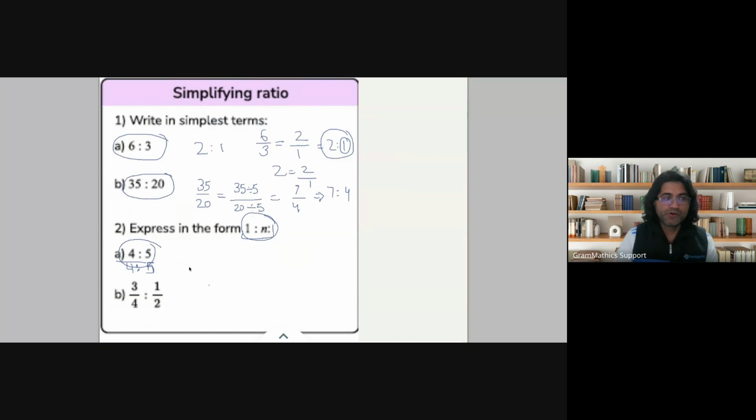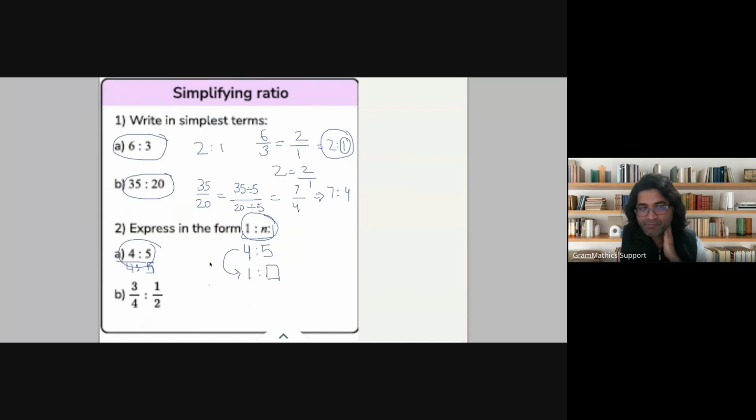Okay. So 4:5 in the form of 1:n. What do we see here? Something is already 4:5, and it needs to be expressed with n missing. I want a number here. What has happened here? 4 has shrunk into 1.